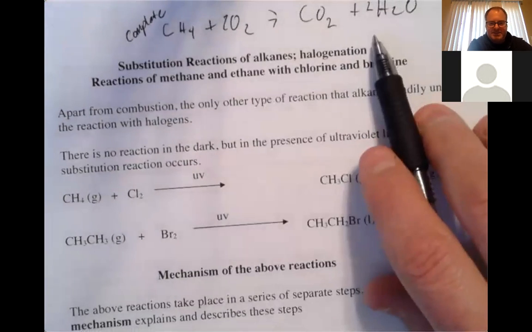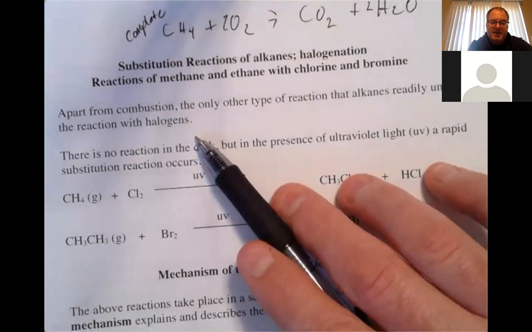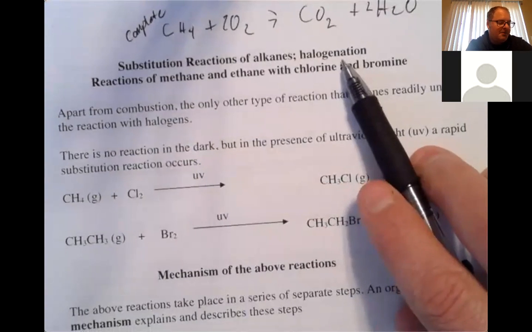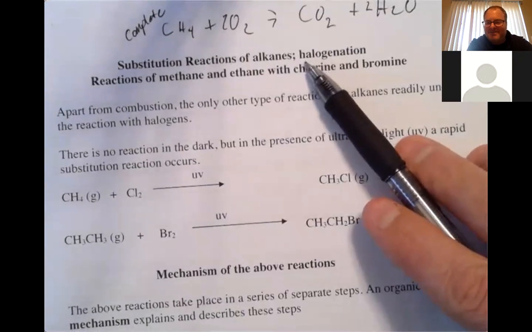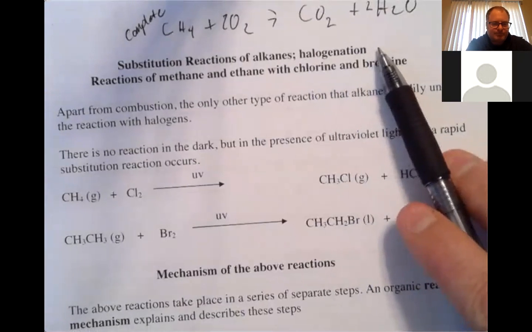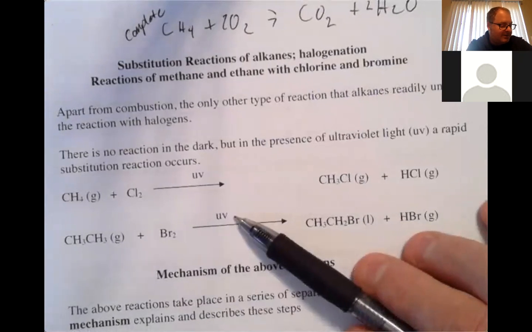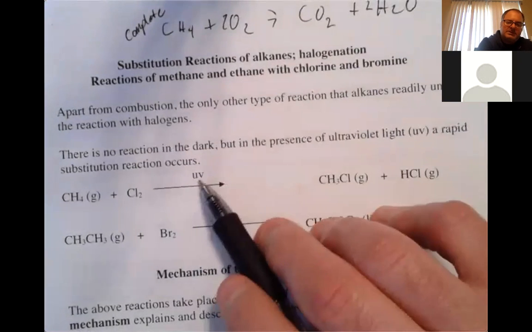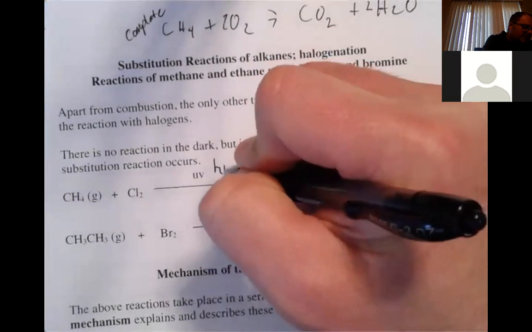So that's one reaction that alkanes can go through. Apart from combustion, the only other reaction that alkanes can go through is called halogenation. If we just break down the word, basically we're adding a halogen. Now, this reaction cannot occur in the dark. It needs the presence of UV. Now, these notes have UV here for ultraviolet light.